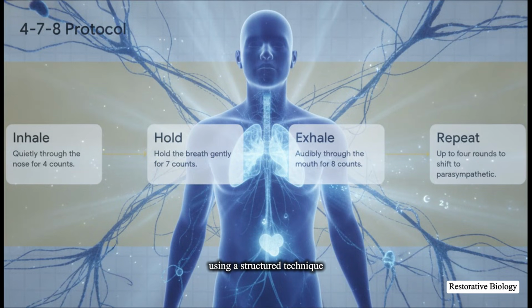Using a structured technique, something like the 4-7-8 method, leverages an extended exhale to dramatically drop your blood pressure. That long 8-count exhale forces a literal downshift in your autonomic nervous system. It lowers your arousal levels and prepares you perfectly to cross through that sleep gate we talked about earlier.